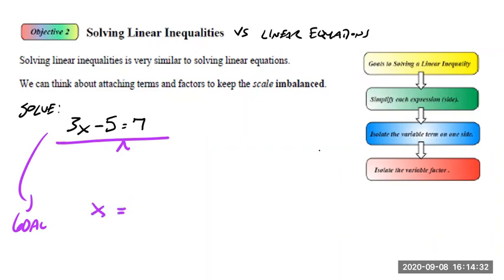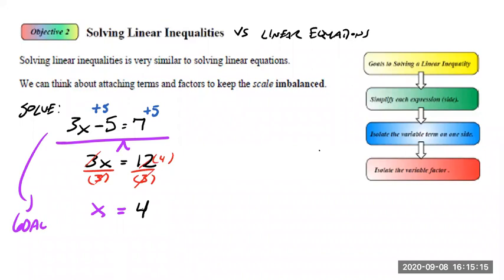So we start decomposing the expression on the left. We want to isolate the variable term, so we'll attach a positive 5 to both sides. And by doing that, the teeter-totter or the equation remains equal. So we get 3x equals 12. And then finally, getting x by itself, we want to cancel that factor of 3, so we'll attach a factor of 3 in the denominator. And we'll get x equals 12 divided by 3, which is 4. It goes in there 4 times. So we get x equal to 4.